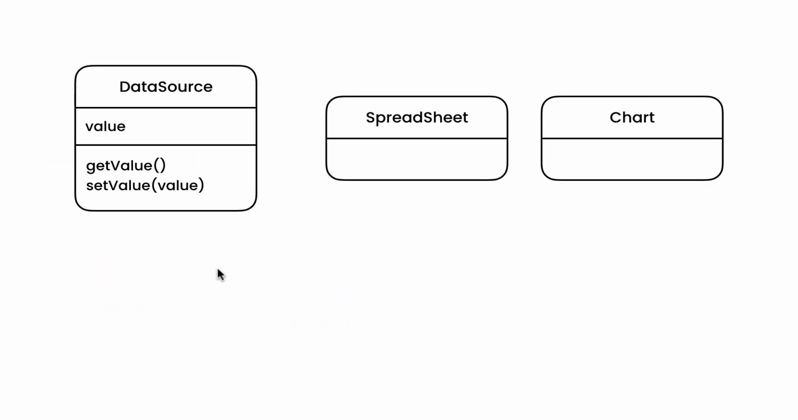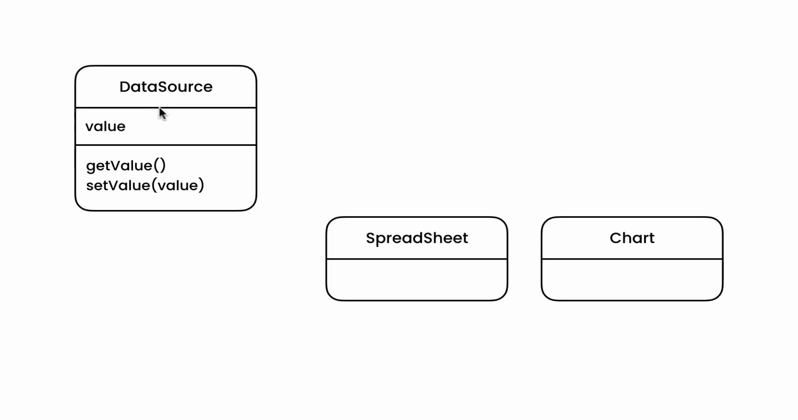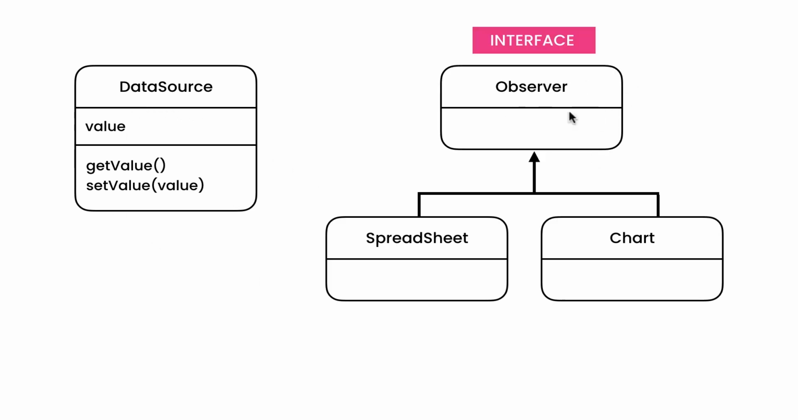Here are the classes we have created so far: data source, spreadsheet, and chart. We want the data source to talk to these classes, but without being tightly coupled to them. So we should have these classes implement a common interface and have the data source talk to that interface. So we introduce a new interface called observer and have the data source talk to this observer interface.